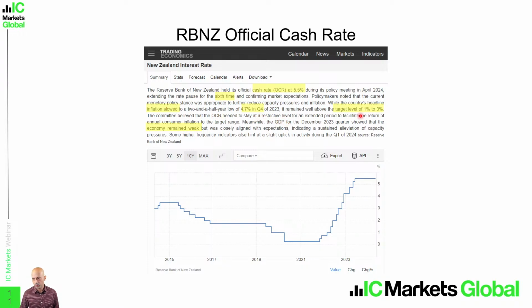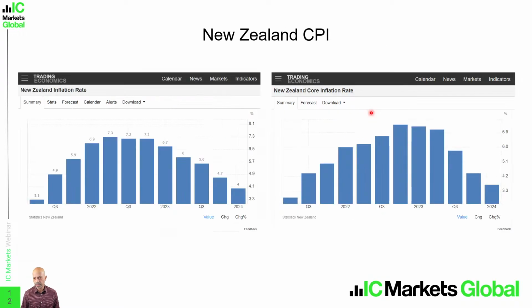It's still well above their target of 1 to 3%. Now, when we look at CPI data in New Zealand, on the left I have the chart for headline CPI, on the right I have the chart for core CPI. You can see they're all trending lower, heading in the right direction. But of course, with headline CPI at 4% in the first quarter of 2024 and core CPI at, I would say, 3.5% in the first quarter of 2024, it's well above their target of 1 to 3%.